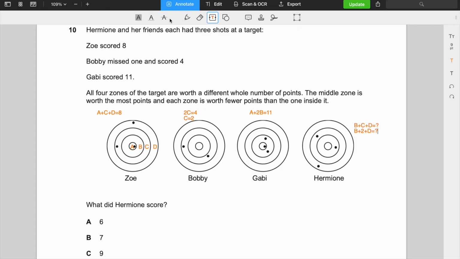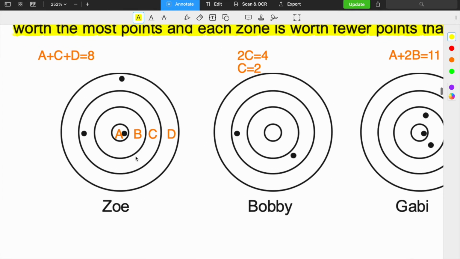A key rule is the middle zone is worth the most points and each other zone is worth fewer points than the one inside it. So the middle zone is actually zone A. It's worth the most points, which makes sense. And then each zone is worth fewer than the ones inside. So as you go further out, it's worth less points. So we can come up with a formula that A is worth the most, right? Then followed by the next zone, B, then followed by C, and then followed by D.